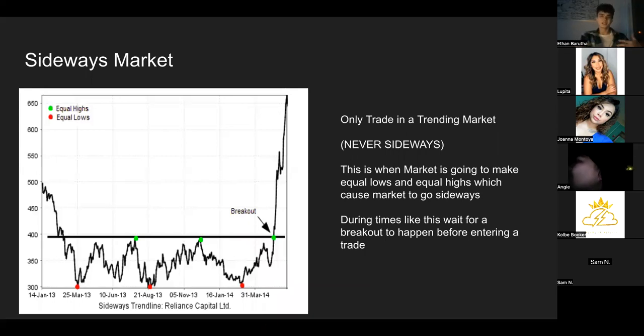So in a sideways market, there are no higher highs being made and there's no lower lows. There is just equal highs and equal lows, okay? Like right here, this is a perfect example. So you see how it's just literally going sideways. It's not going up like how it is here, or it's not coming down like how it is over here. It's going sideways. We do not want that. Personally, I do not want to trade that. Okay, this is when the market is going to make equal lows and equal highs. That causes the market to go sideways.